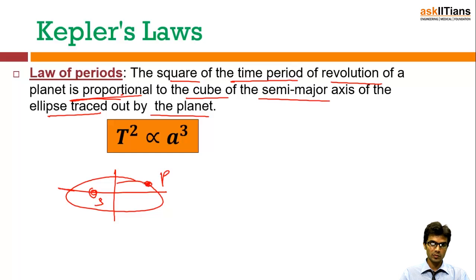The planet starts moving from here along the whole path, and the time taken to move from here by this path and return back to here is the time period. The time period for one revolution of a planet, the square of the time period is proportional to the cube of the semi-major axis of the ellipse traced by the planet. So this is the law.